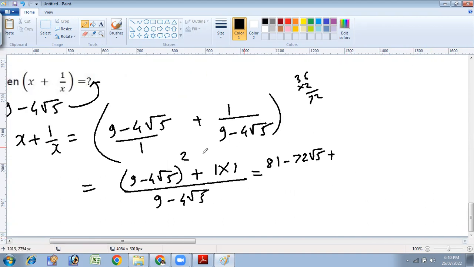4 fours are 16, 16 fives are 80. Right? 80 plus 1. Sir, I didn't understand this.